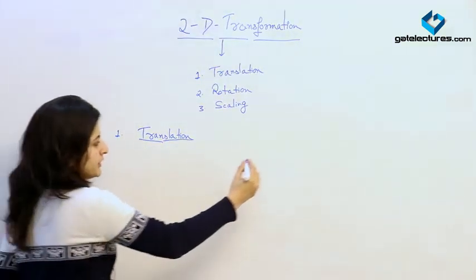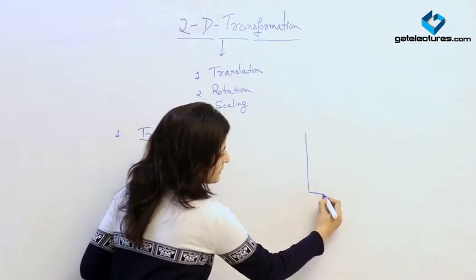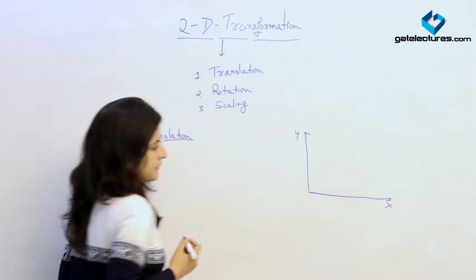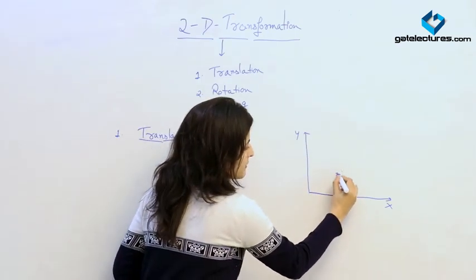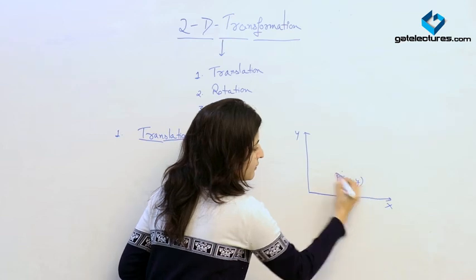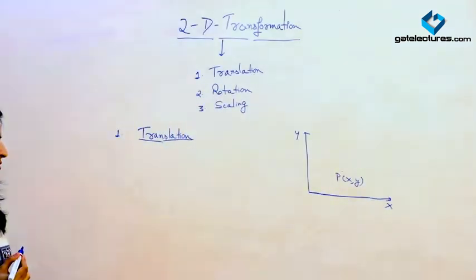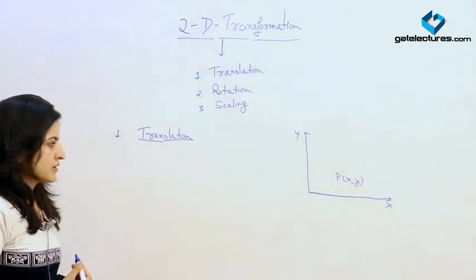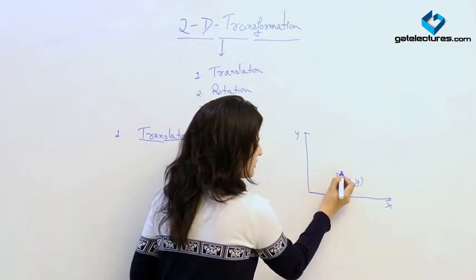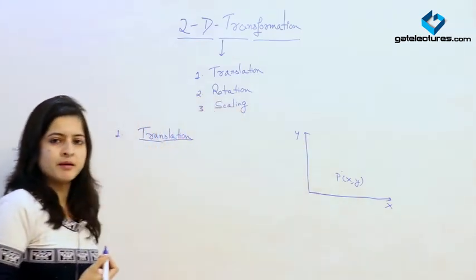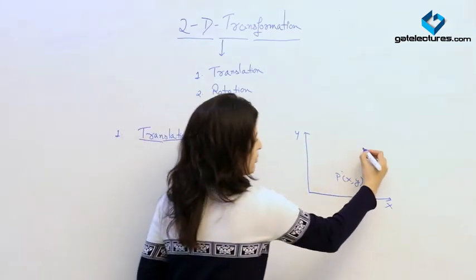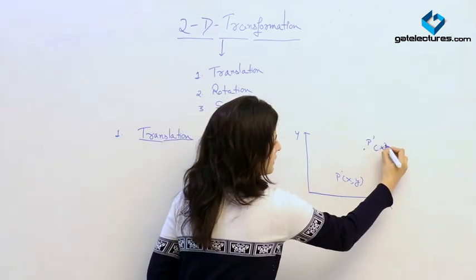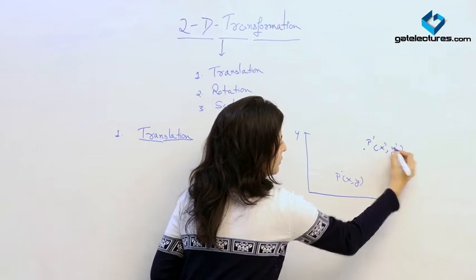Suppose we have an object in a coordinate system with coordinates x, y. Since it is a 2D plane, the coordinates are x, y. If it is a 3D plane, then it is x, y and z. So point P is showing an object which has coordinates x, y. I am changing the location of this object. Suppose after changing the location, it moves to P dash and the coordinates are x dash and y dash.